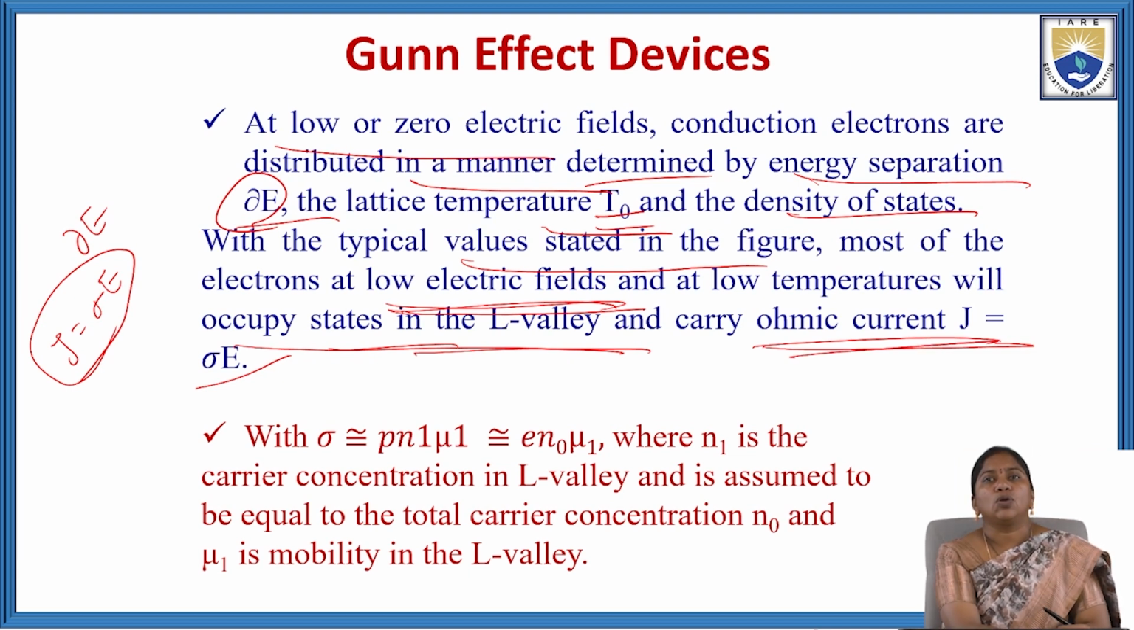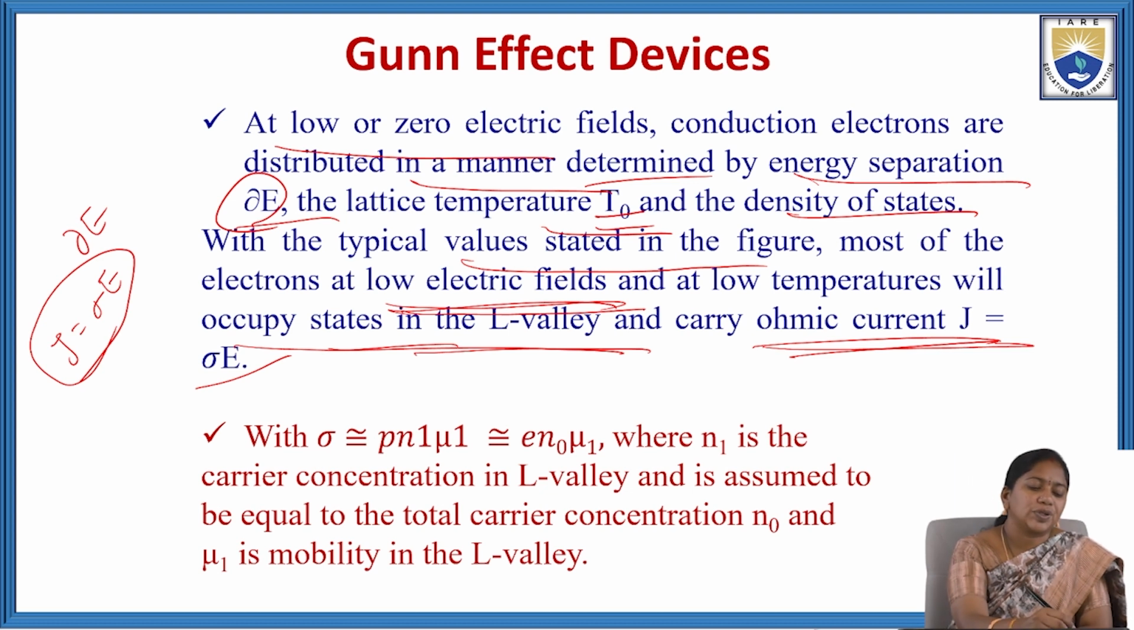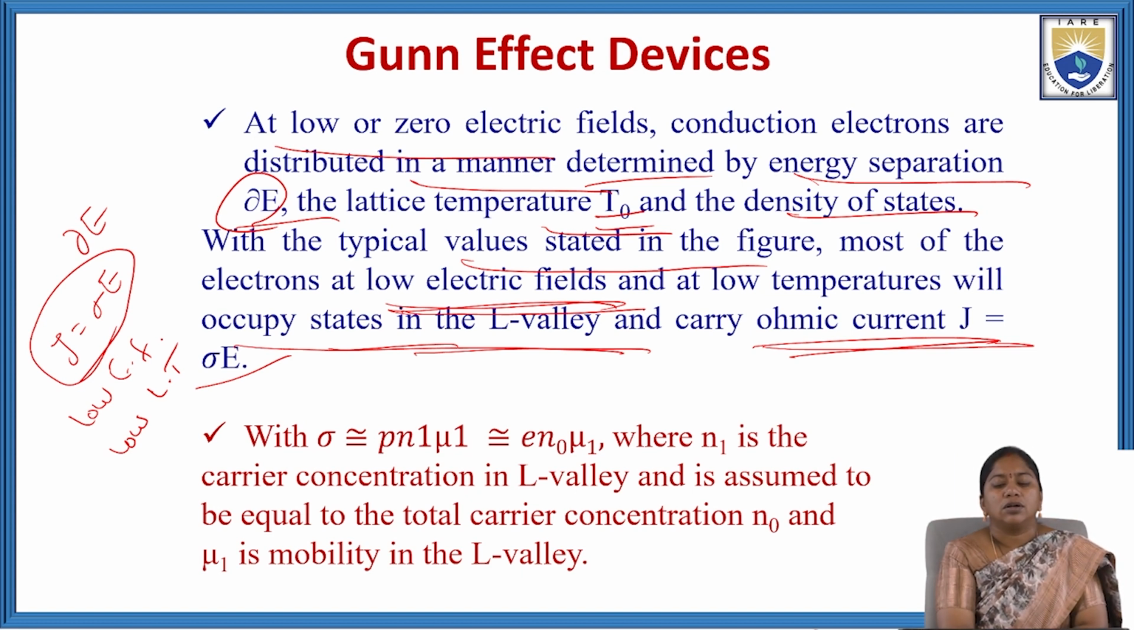So at low electric fields and low temperatures, most of the electrons occupy the states in the L valley and carry the ohmic current J equal to sigma E.